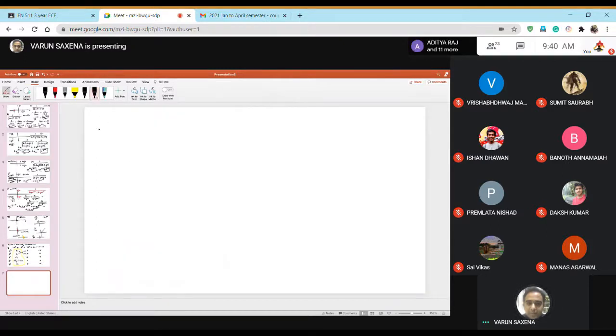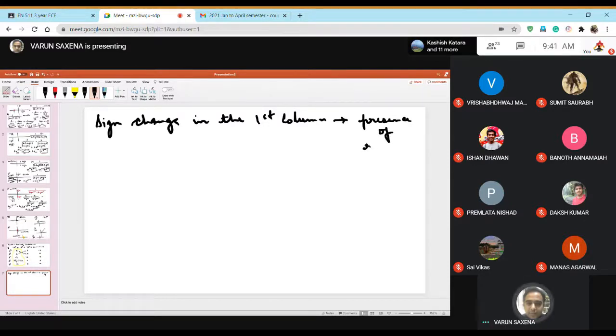So this means a sign change in the first column means presence of roots in the right hand side of the S plane.